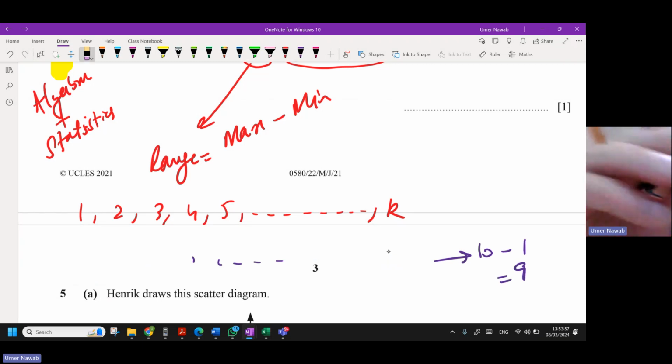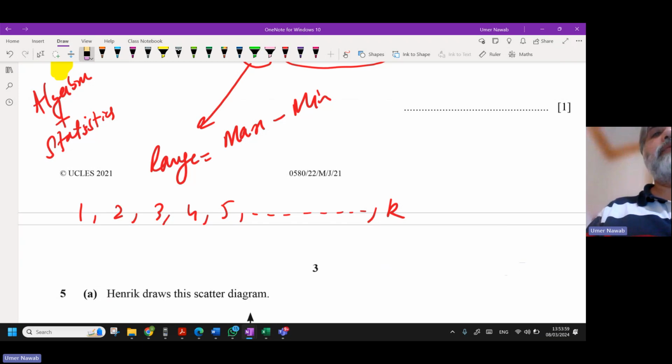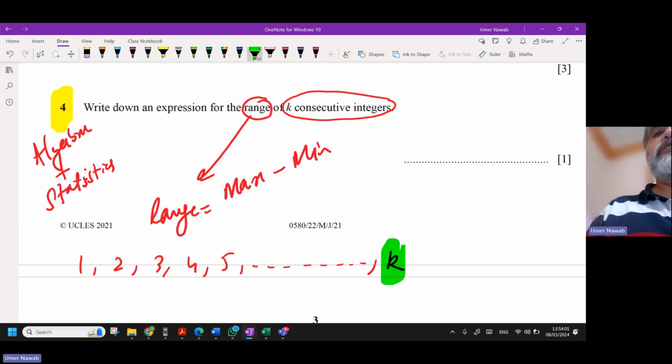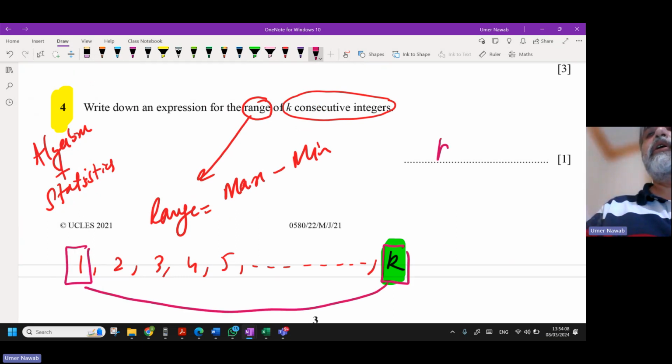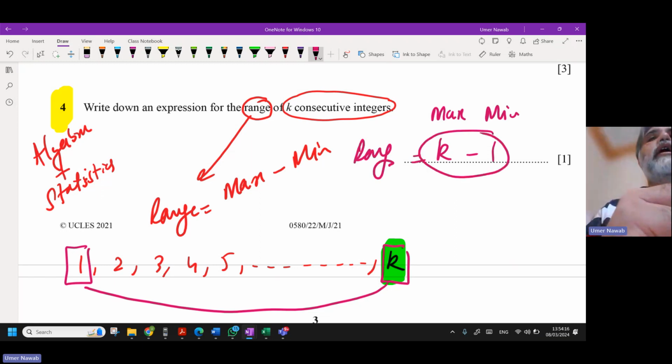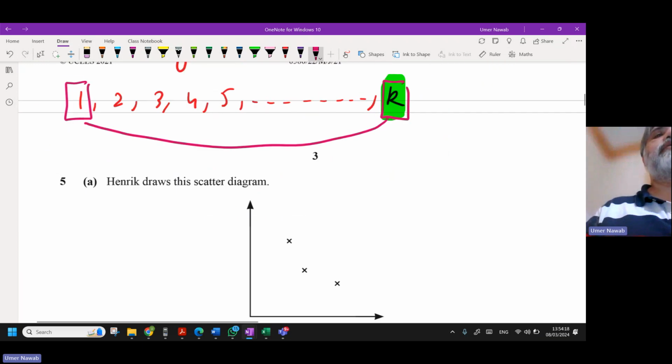But in the case which is mentioned by the examiner in the question, what is your maximum value? Your maximum value is K. What is your minimum value? That is 1. Can you subtract it? Yes, Mr. Omar. K minus 1 is the range because K is my maximum number and 1 is your minimum number. So your range is K minus 1. I hope it is clear to everyone.